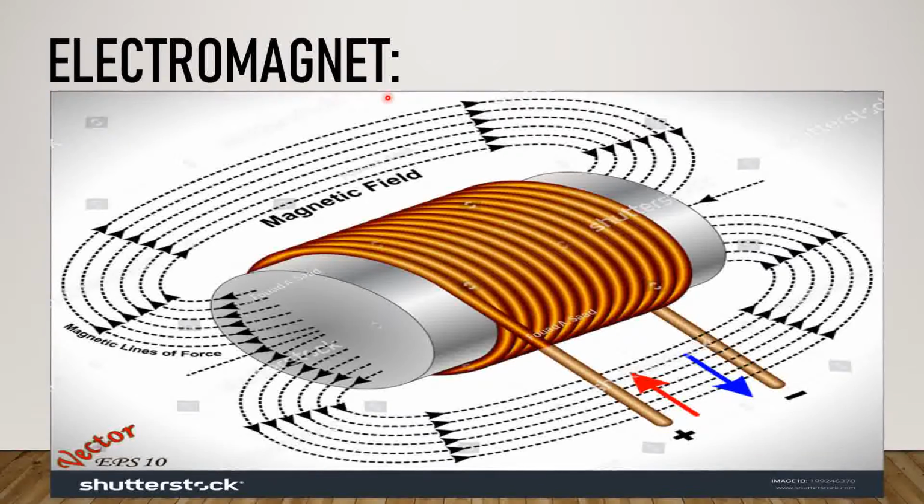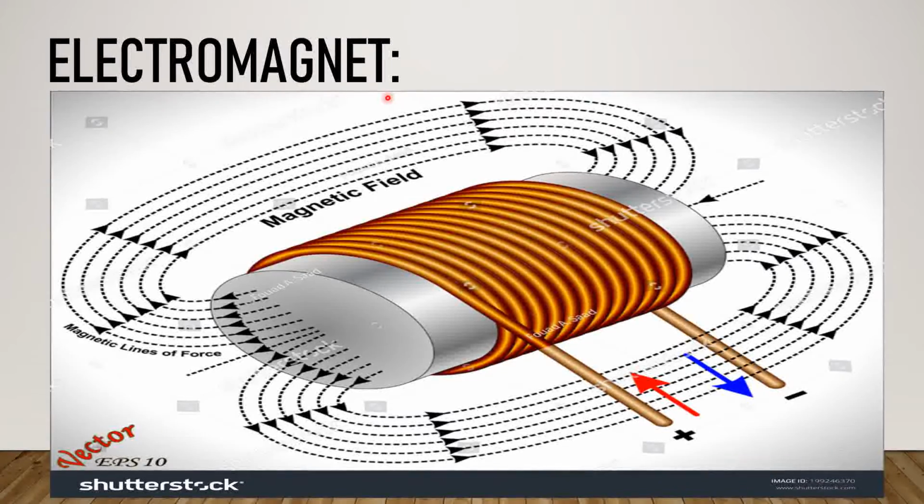When a wire is wrapped around a soft iron piece called a core and an electric current is passed through it, then the iron piece behaves like a magnet. This kind of magnet is known as an electromagnet. And an electromagnet is also known as a temporary magnet, as it only behaves as a magnet in the presence of a current. On removal of the current, it loses its magnetism.